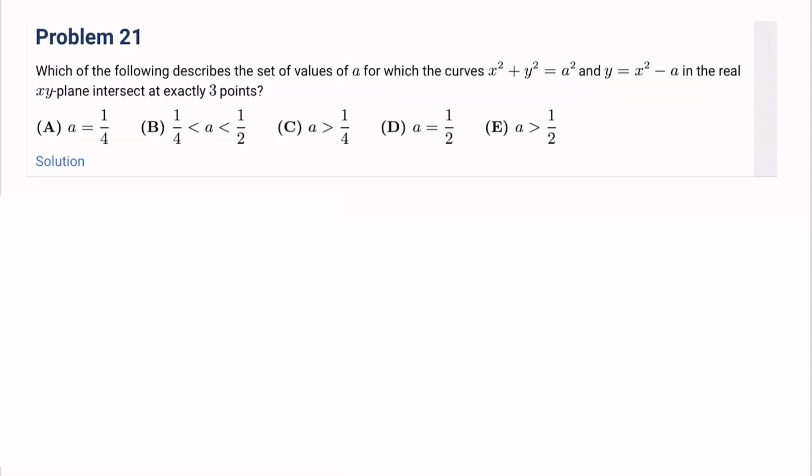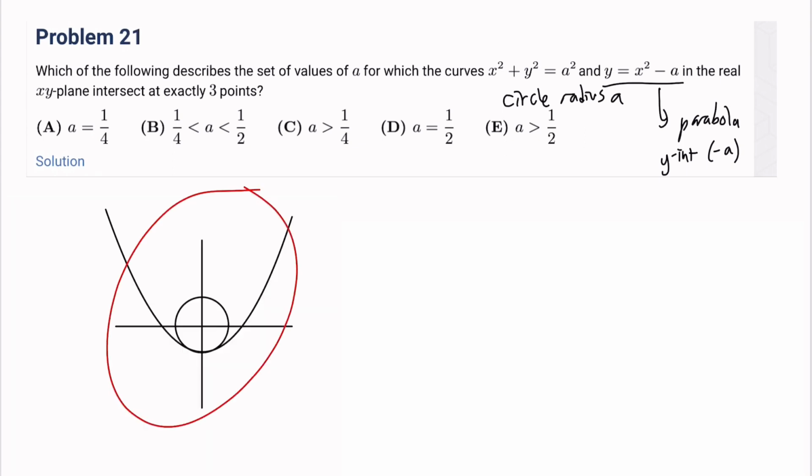Problem number 21. Which of the following describes the set of values of a for which the curves x squared plus y squared equals a squared and y equals x squared minus a in the real xy plane intersect at exactly 3 points? Okay, so first of all, x squared plus y squared equals a squared would be a circle of radius a. And y equals x squared minus a would be a parabola with the y-intercept negative a, right? And if we draw that, it would be like this.